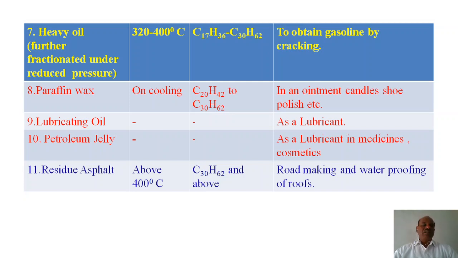Lubricating oil, petroleum jelly, as well as asphalt are also there, with more than C30, a solid obtained above 400 degrees. This is collected at the bottom portion of the distillator, and it is used for road making and waterproofing. Petroleum jelly and lubricating oil are used for lubrication in engines. A number of fractions are separated using the fractional distillation process.